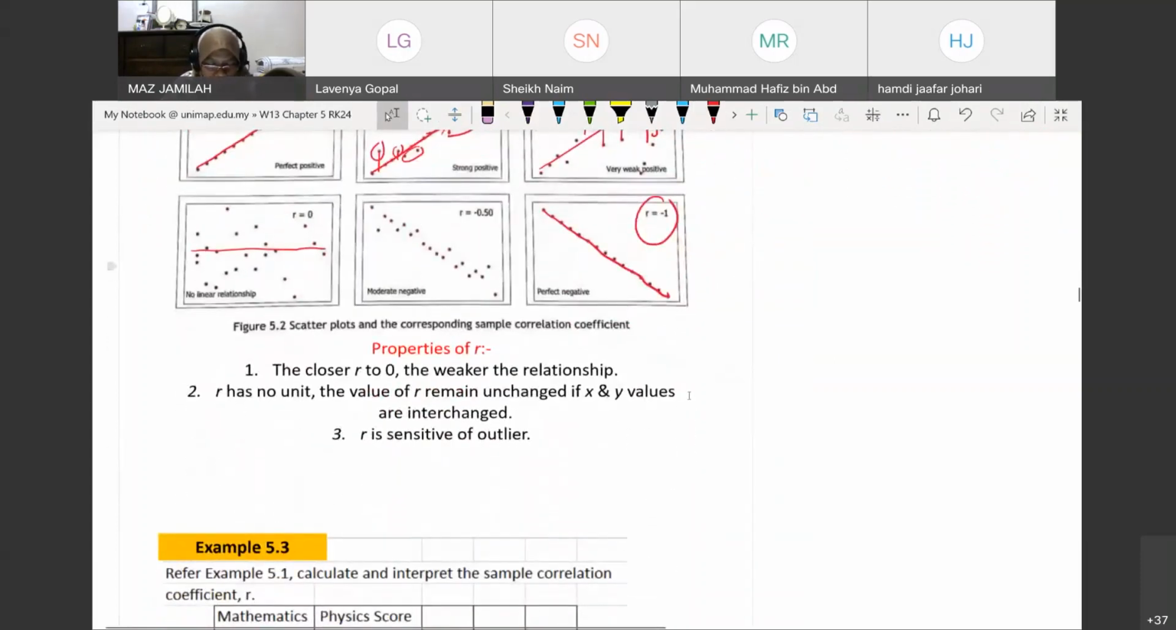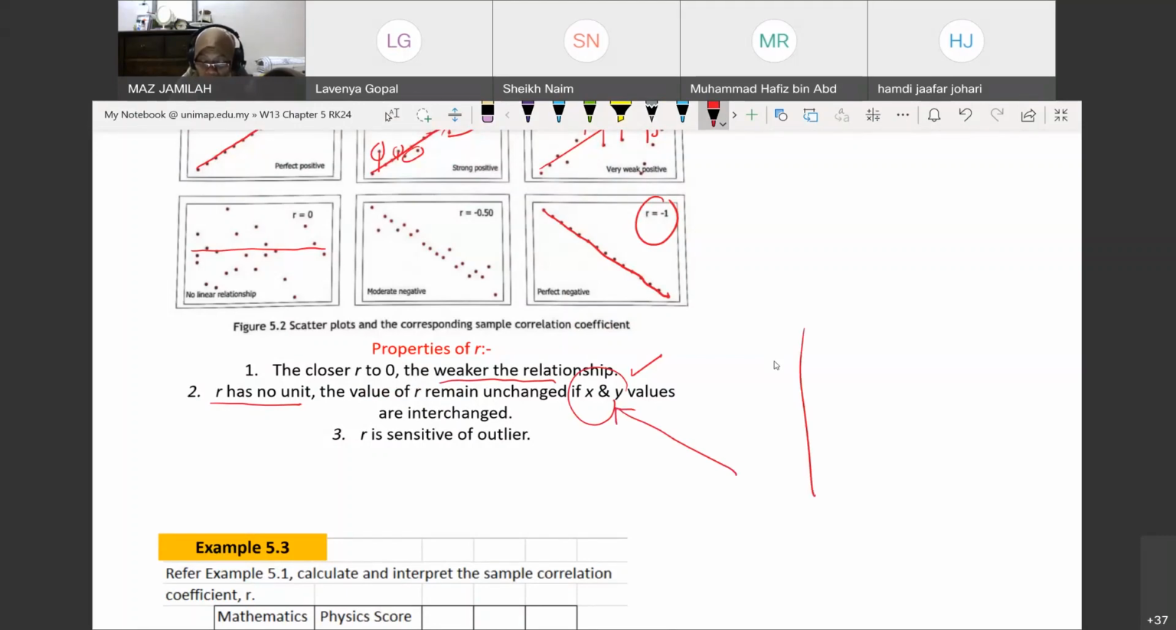Now, you have to remember there are properties of your R. What are the properties? The closer R is to 0, the weaker the relationship, as I mentioned just now. R has no unit, it's just a number. The value of R remains unchanged if your X and Y are interchanged. So be careful, class. Do not interchange your X and Y.